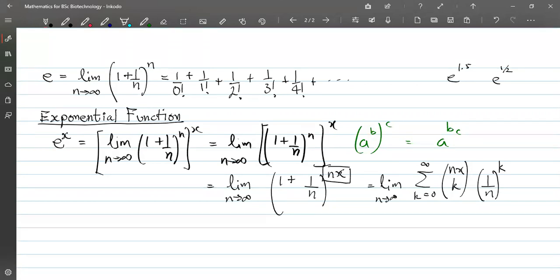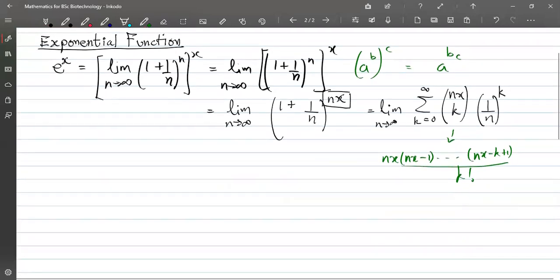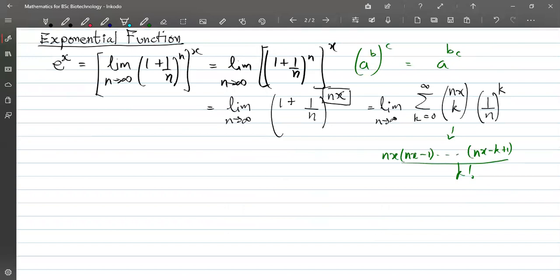You can still write this nx choose k in the same way as nx times nx minus 1 times up to nx minus k plus 1 upon k factorial. And then again do the same thing, cancel the n and so on. So I'm not going to do this in detail. I'll tell you the final answer, but I hope you can see the logic where this is going. You have still, as before, k different brackets with n in them, but now you also have x in them, right?